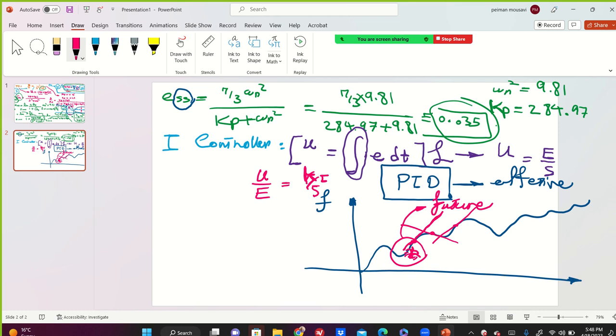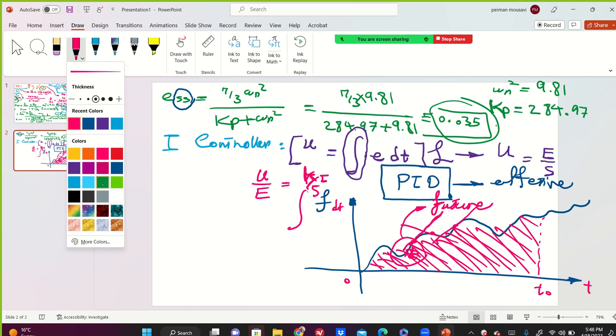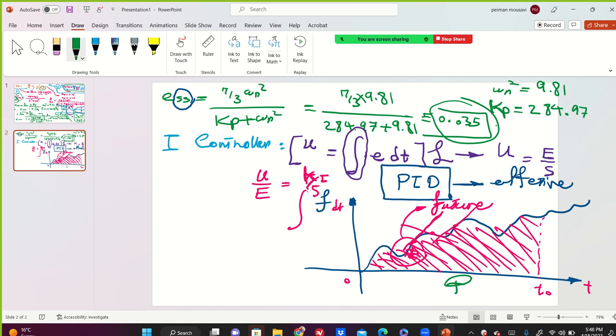When I say integration in high school, what does it mean? Integration of f dt. What does it mean in the graph? Yes, area under the curve. It means that if you want the integration from 0 to t naught, it means everything before this point. What does it mean in lay language, simple language? You tell me. Before. This is future. This means past. Right?